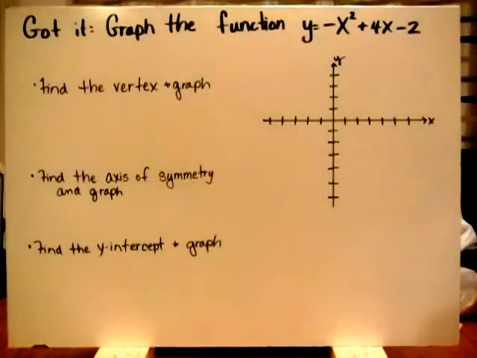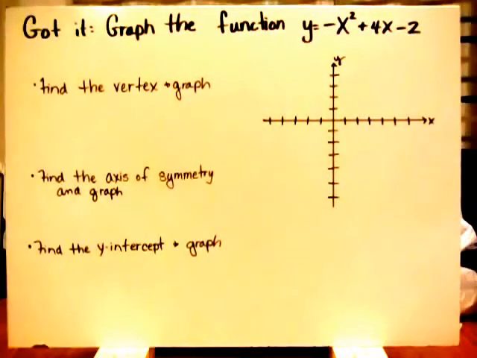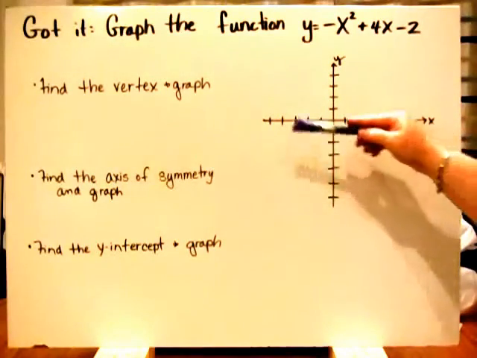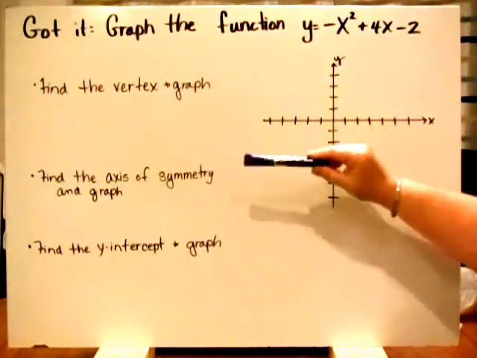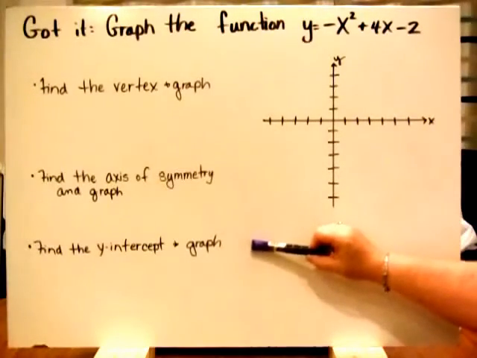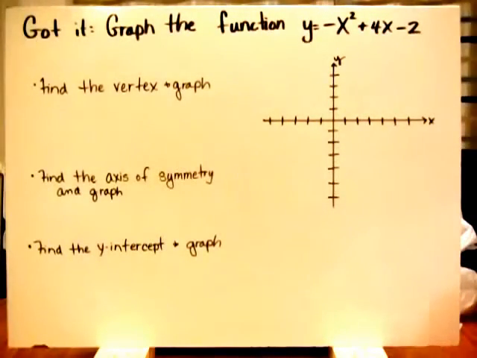Okay, so for the "got it," you want to try to graph the function y equals negative x squared plus 4x minus 2. And I put some hints on here to help get you started. First of all, find the vertex and graph it. Find the axis of symmetry and graph it. Find the y-intercept and graph it. And then find one more point, possibly this point reflected across the axis of symmetry.